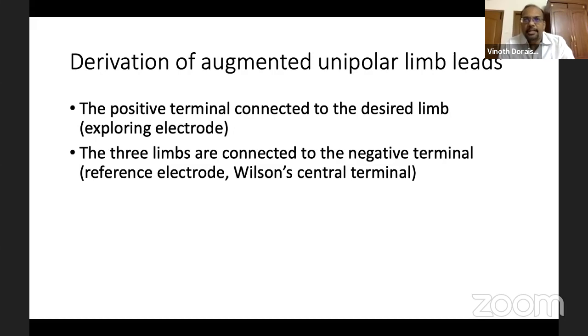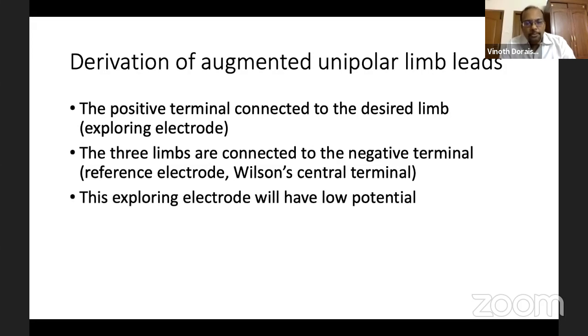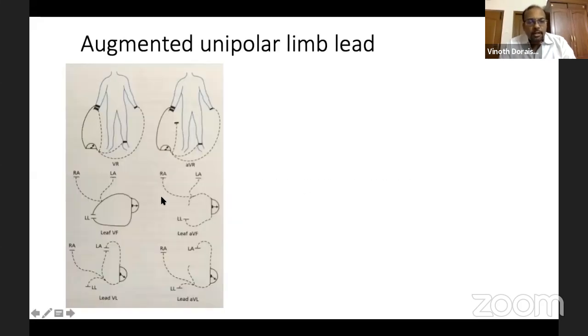Initially, when they took the ECGs, they did not augment it. What it means is, for the negative electrode, which is also known as the reference electrode, the 3 limbs, that is the left arm, right arm, and left leg, are connected to a negative electrode, which is called the Wilson's central terminal. And then when they did that, they found out that the amplitude got from the AVR was very less. That was because both the exploring electrode and one of the leads of the negative electrode were connected to the same right limb. So what they did is, they took out the right hand connection from the negative electrode, to increase the potential.